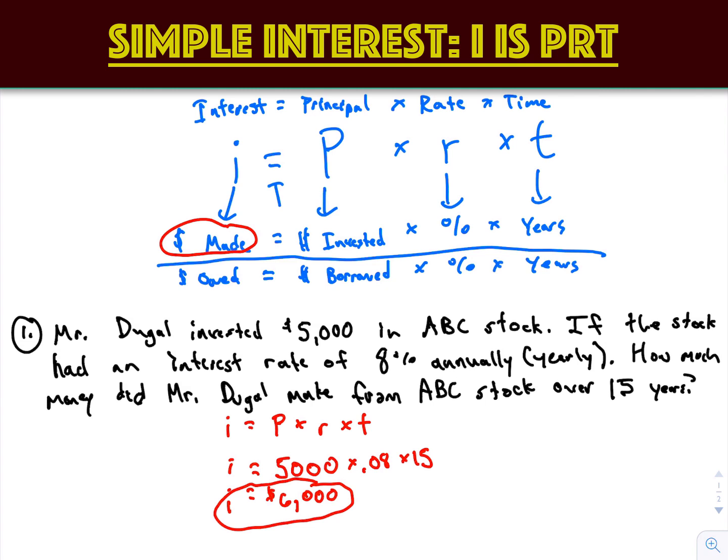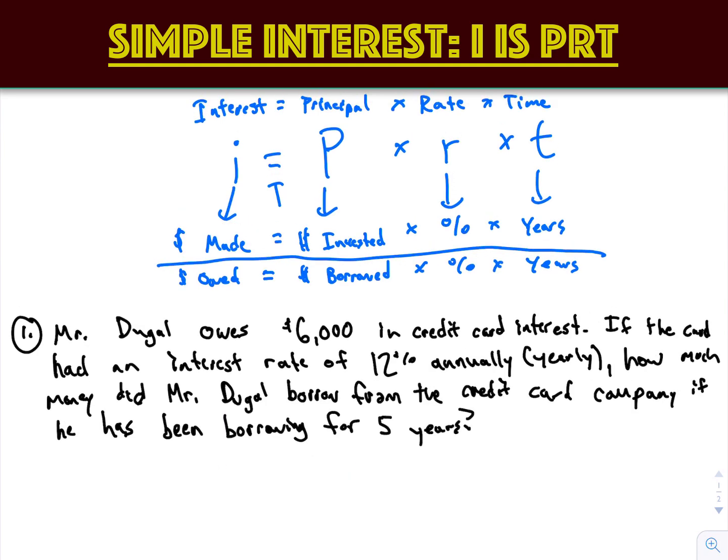This example was also pretty simple because I was solving for I and not for one of these letters. We'll teach you how to do that in this next problem. All right, we're now switching gears into a situation where interest is not a good thing. It's something that I owe. So it's the second type of example where I'm borrowing money and I owe the money.